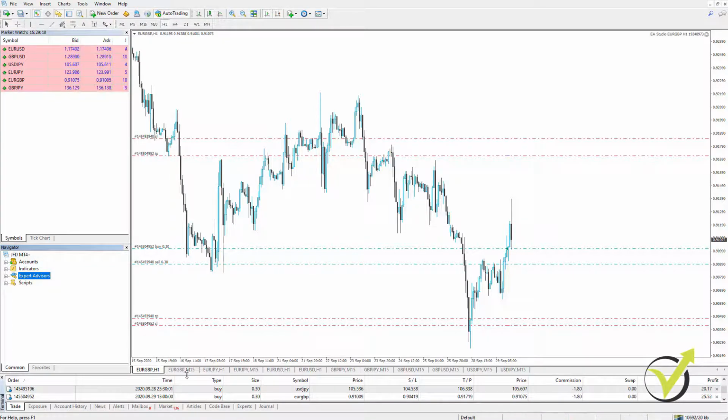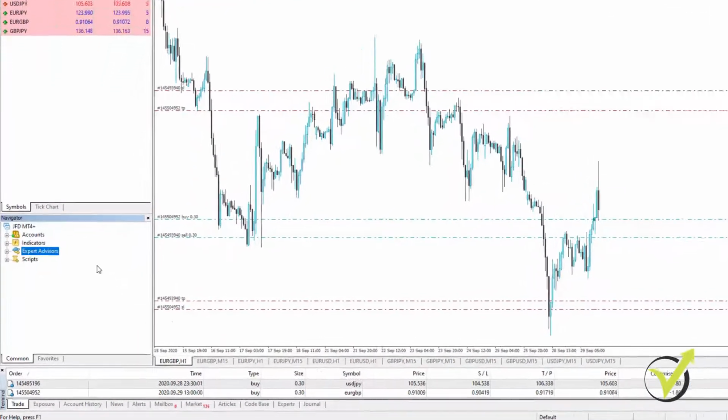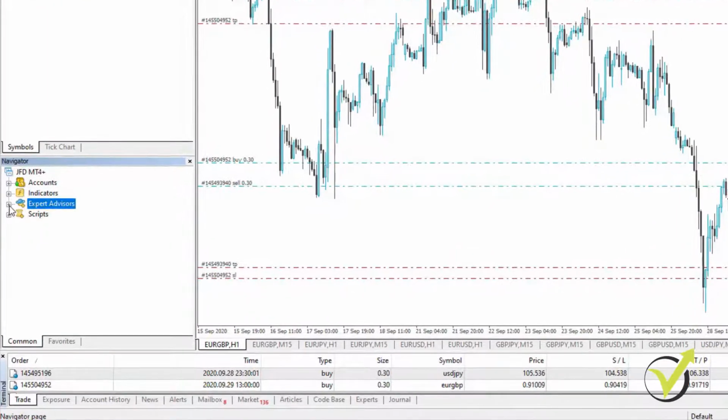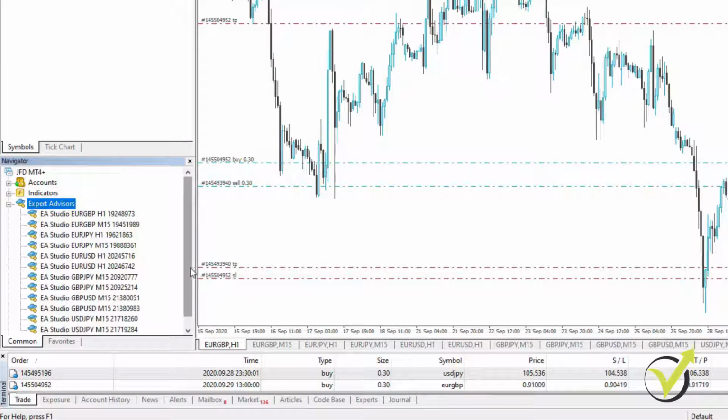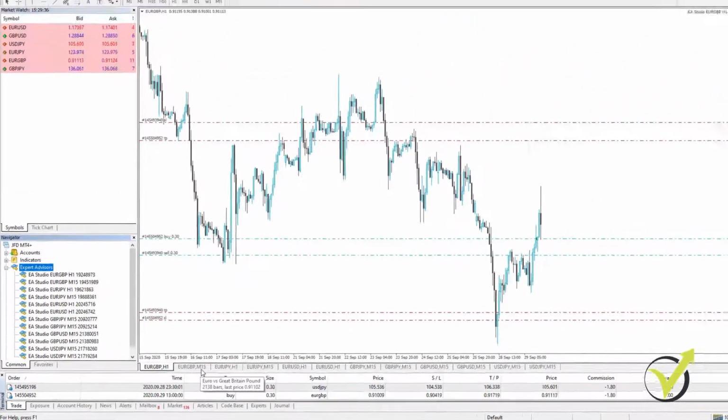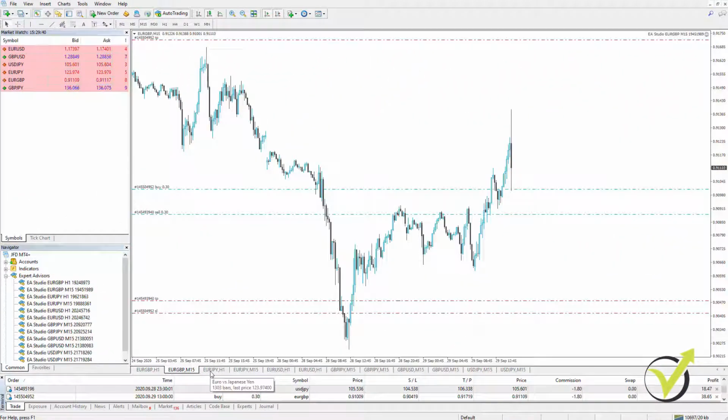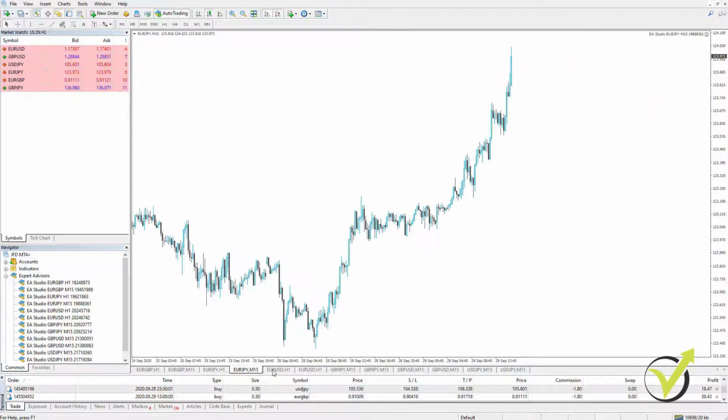I'm recording from one of my trading accounts where I have different expert advisors trading on different assets. If you have a look at the navigator, you will see that I have a variety of assets and I have been trading with different expert advisors. On each chart I have an expert advisor and they are all trading at the moment.